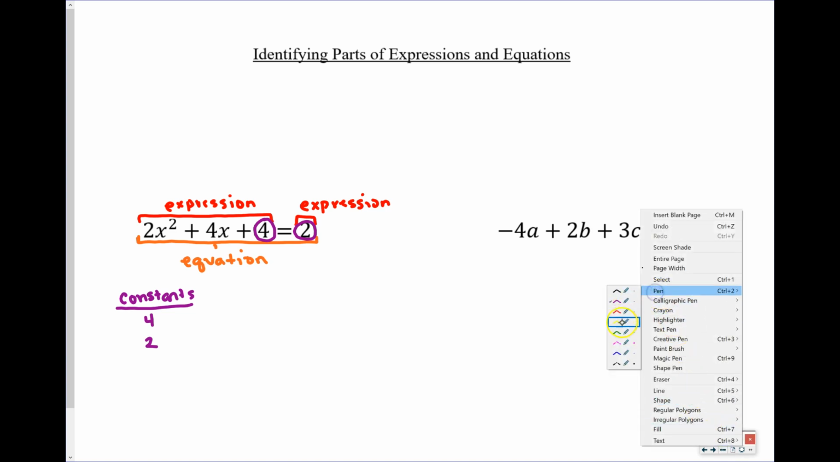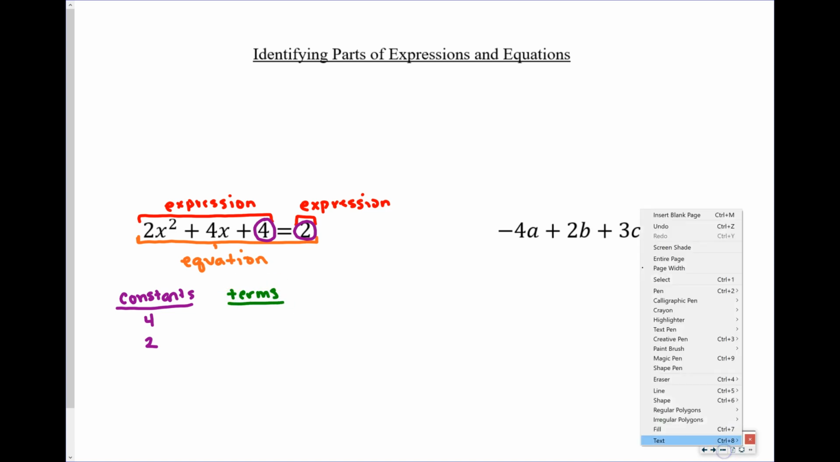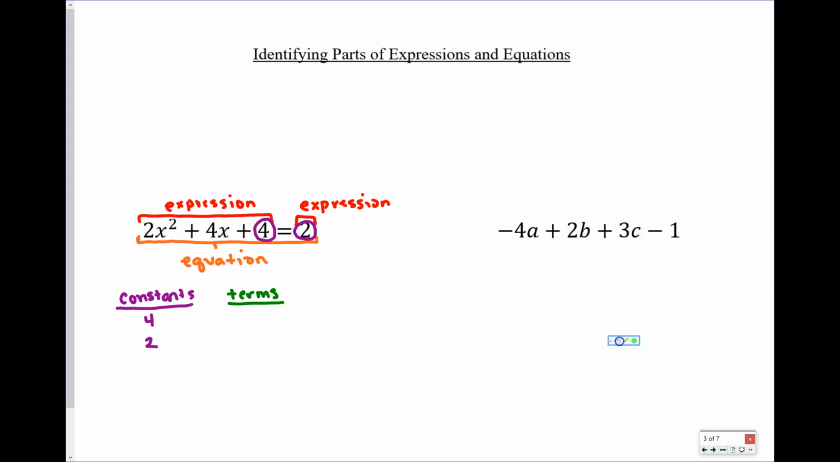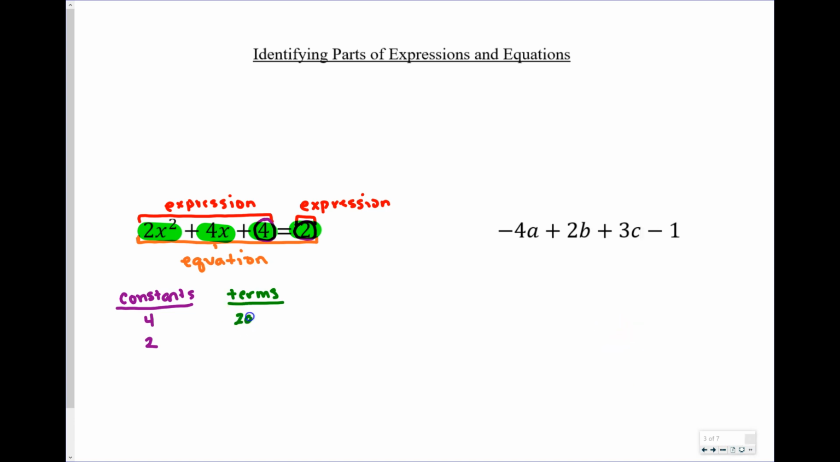The other thing that I want us to be able to identify are the terms. And I'm going to use a highlighter for that. It's a little bit easier. So the terms are going to be the 2x squared, the 4x, the 4, and the 2. So we have 4 terms. 2x squared, oh, I wrote an a, not an x, 2x squared, 4x, 4, and 2. Okay, those are all my terms separated by plus signs and an equal sign.